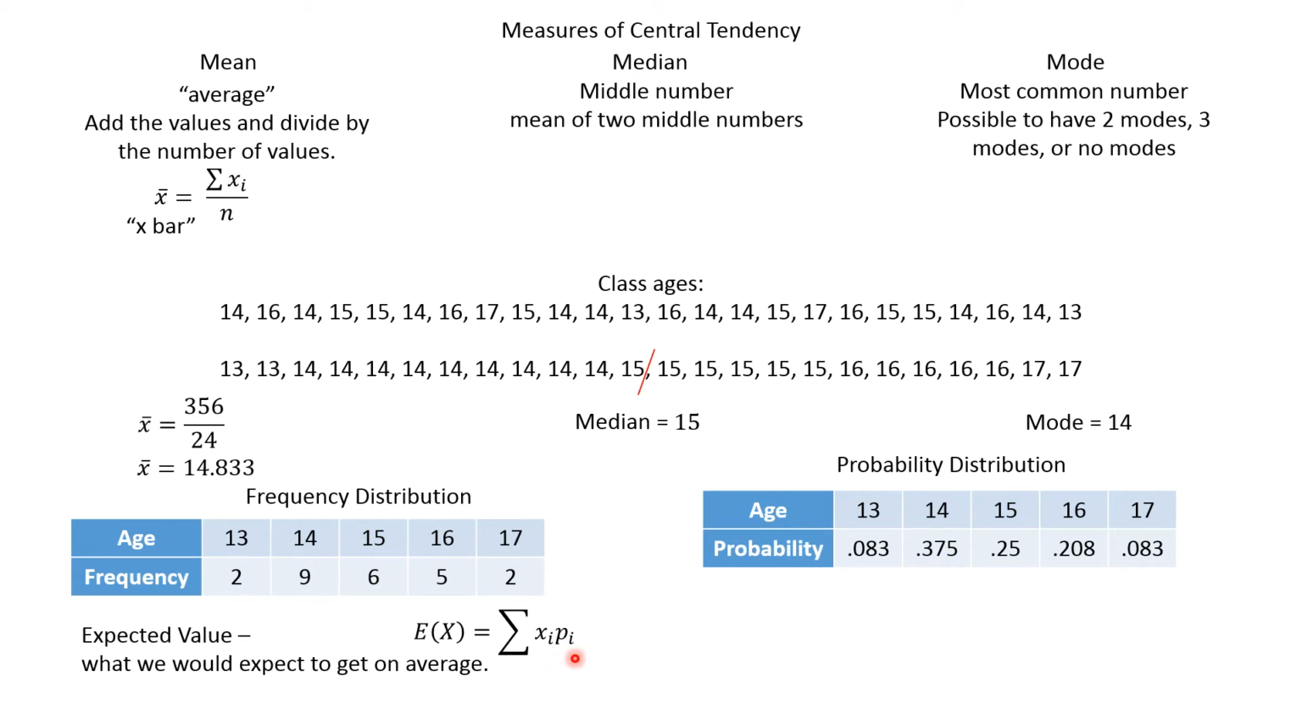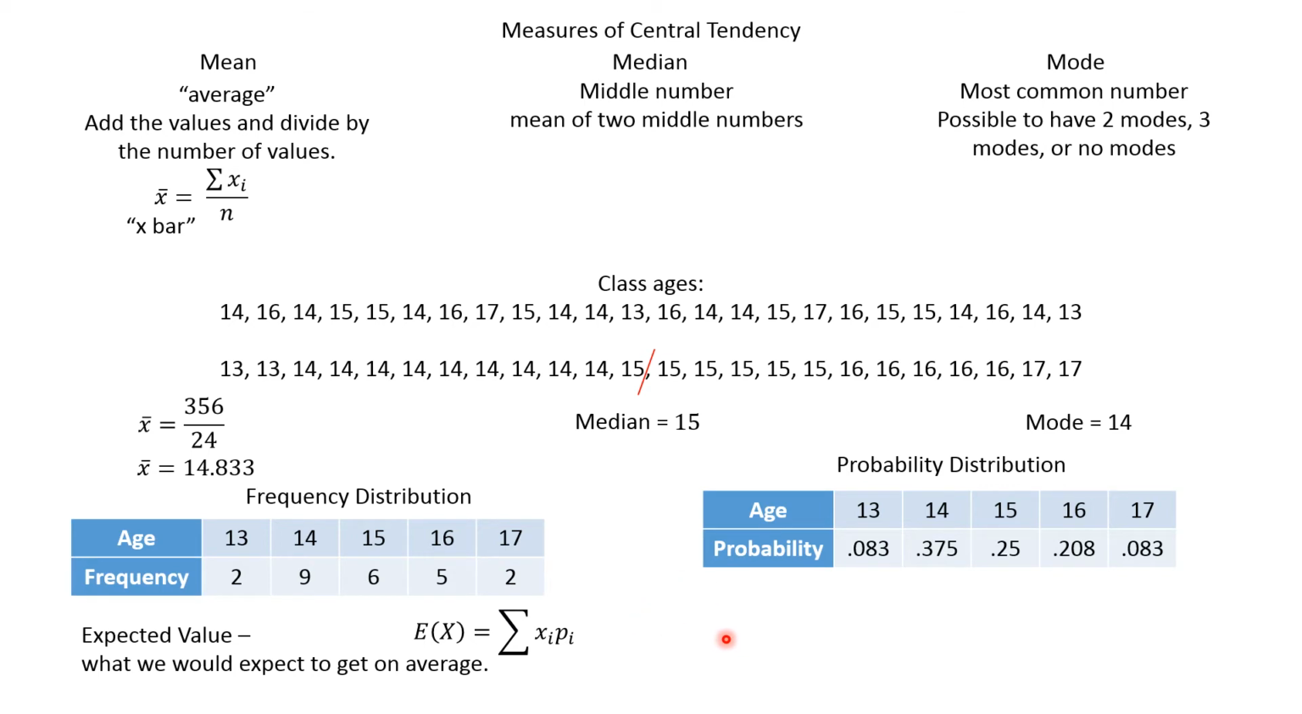That looks really confusing. I get that. All it means is we're going to take this times this, plus this times this, plus this times this, plus this times this, plus this times this. We multiply the columns in the distribution set up this way, and we just add them together.